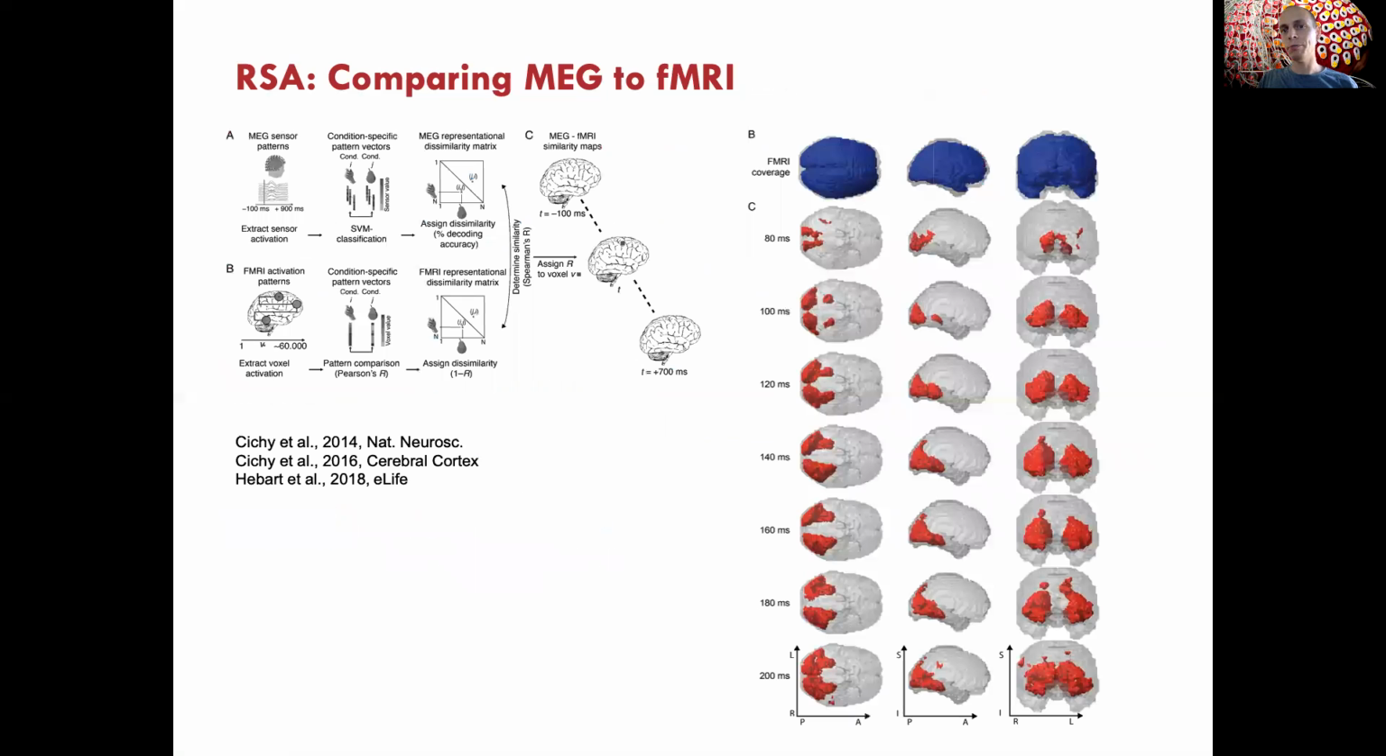You can also use RSA to compare different neuroimaging modalities. So this is what Nikolaus Kriegeskorte did in 2008, where he compared fMRI responses to monkey neurophysiology responses. But it also has been used, pioneered by Cichy and others in 2014, to compare MEG to fMRI data in humans. And this gave a spatiotemporal picture of object representations in the brain by looking at where fMRI and MEG data overlapped, at what points in time in the MEG and at what points in space in fMRI they activated together.